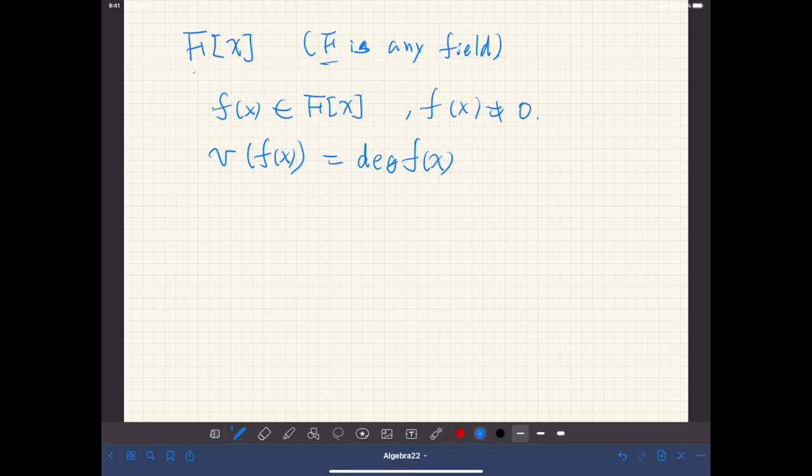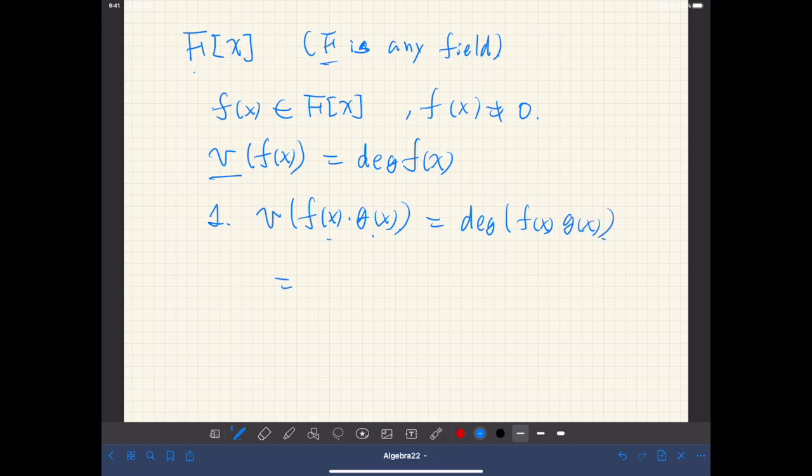And so let's show this mapping v satisfies the required properties. First of all, suppose f and g are non-zero polynomials. So v of f of x times g of x is the degree of the product.